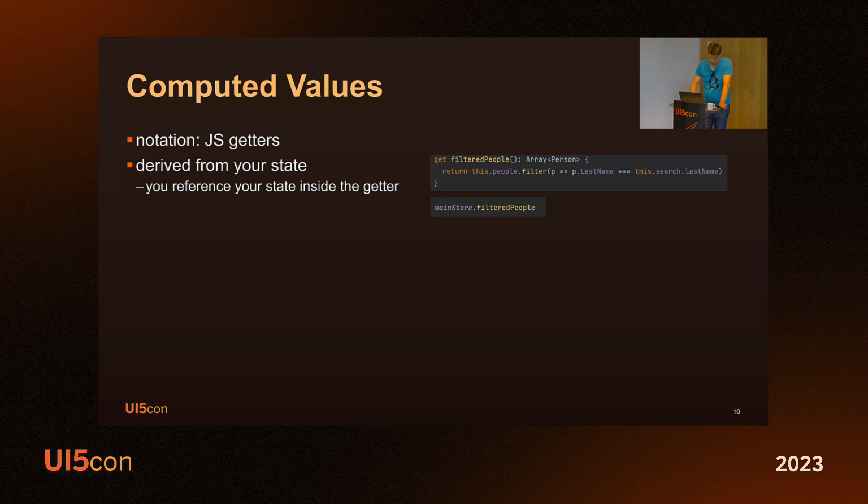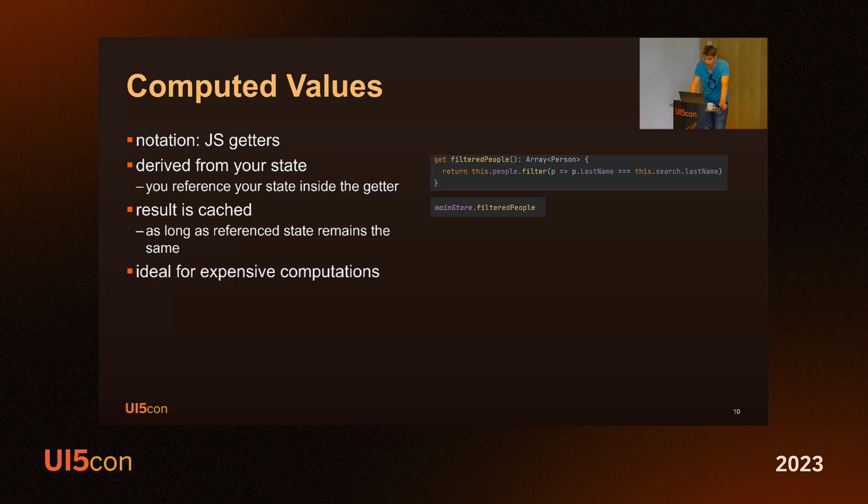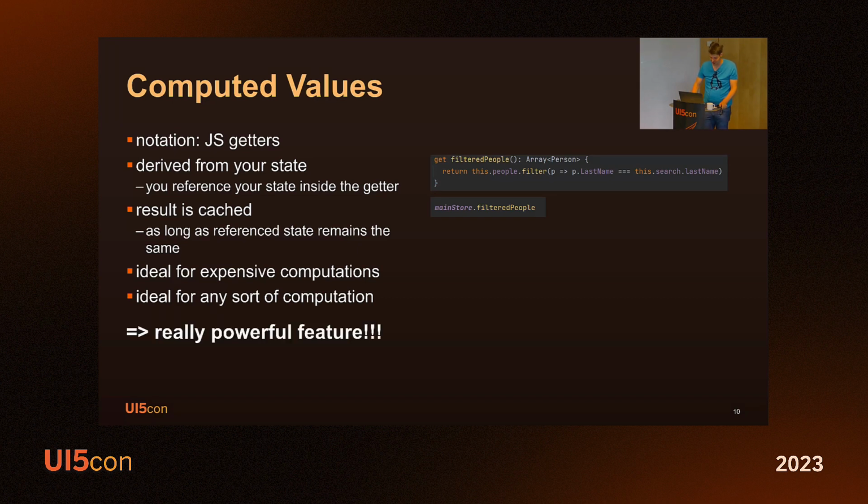So it's derived from your state. Yeah, which means you're using your state inside this getter. And the result is cached. That's the most important thing. As long as the state doesn't change, it's cached. So it's ideal for expensive computation. Actually, it's for any computation. A really good place, and I can't stress it enough. That's really powerful stuff.